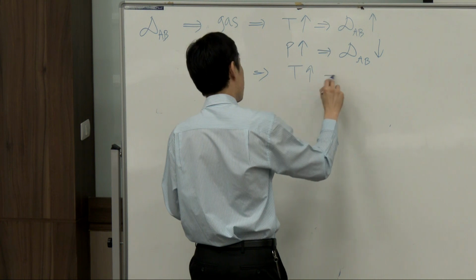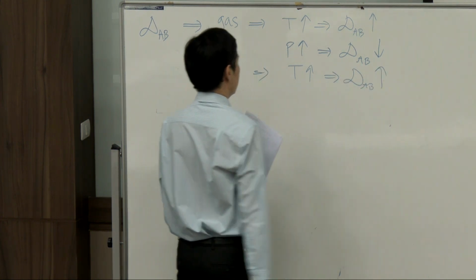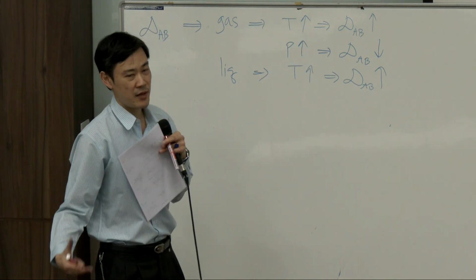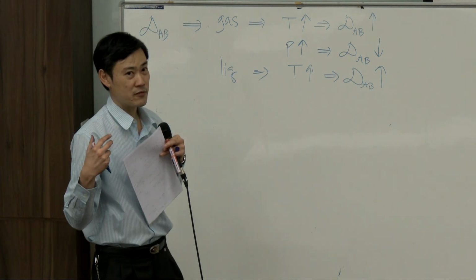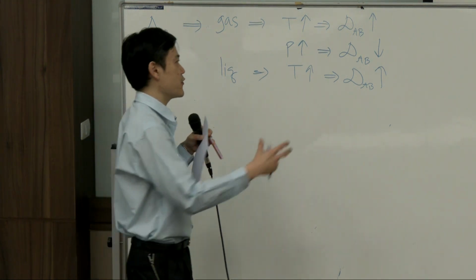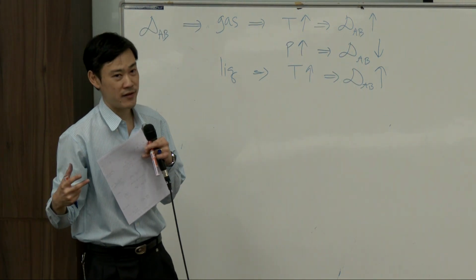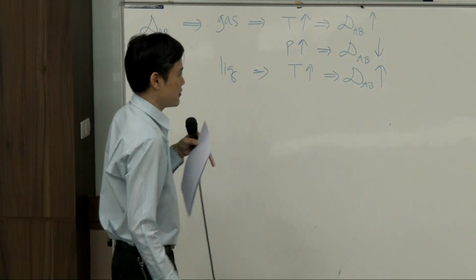For liquid, it would be the same thing. When you increase temperature, normally diffusivity would increase. Okay? This behavior is generic behavior. When you go toward special circumstances, for instance, if you want to consider gas at near critical point, that will be totally different. This is description in the generic term.